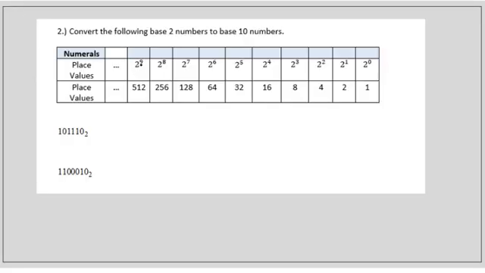So this is our base 2 system, right? Here's the place value system for base 2. What we're going to do here is convert a base 2 number, which is here and here, into a base 10 number. This is the exact same thing we did with base 5, right? I'm just going to drop these numbers into the place value system and then figure out what I have.